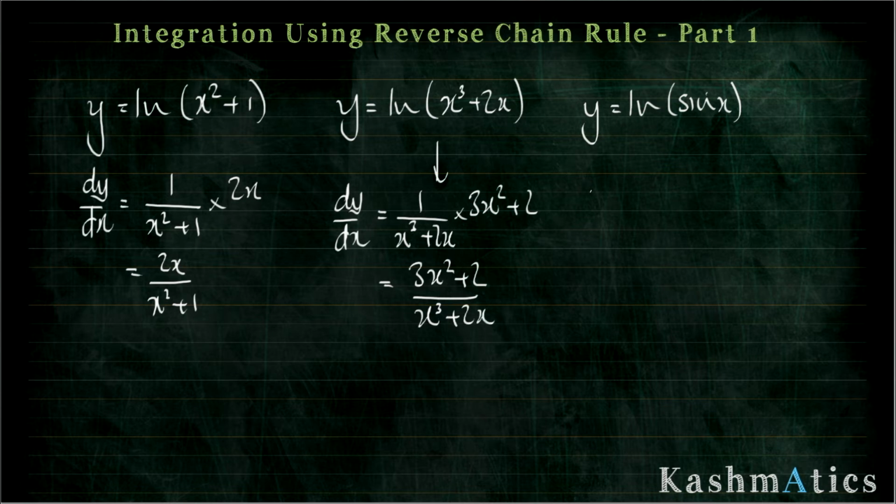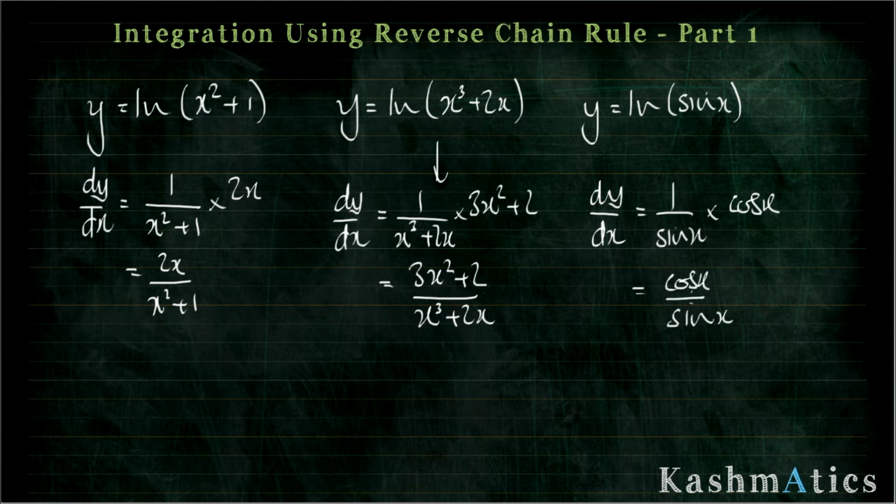And the last one's done in exactly the same way. So dy/dx is equal to 1 over sin x multiplied by cos x. So that's cos x over sin x. Now in each of these cases, what you need to note is if the bottom is f(x), the top is f'(x). Okay, it's the derivative of the bottom. So you've got f(x) over here and you've got f'(x) there. Okay, and that happens in all of these.